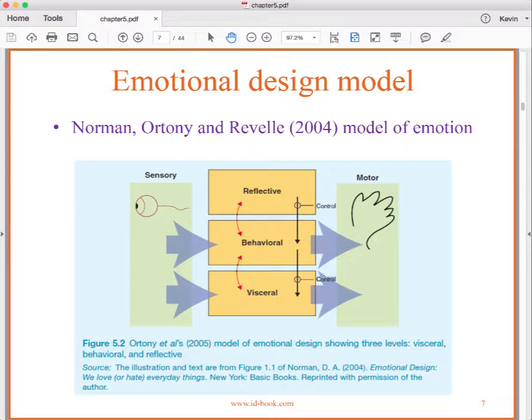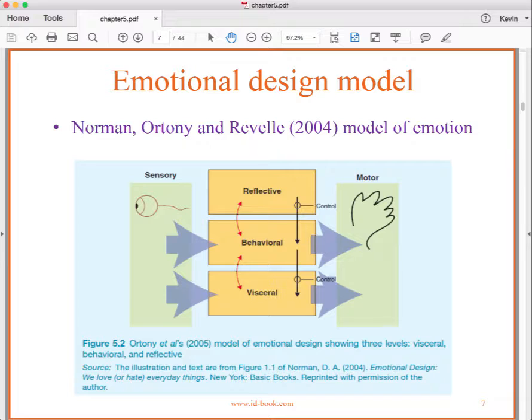We have several models introduced in the chapters, but the main one, the big one, is the one we see on the slide here. It's the emotional design model by Norman, Ortony, and Revelle from 2004. And they see our emotional activity operating on three separate levels.